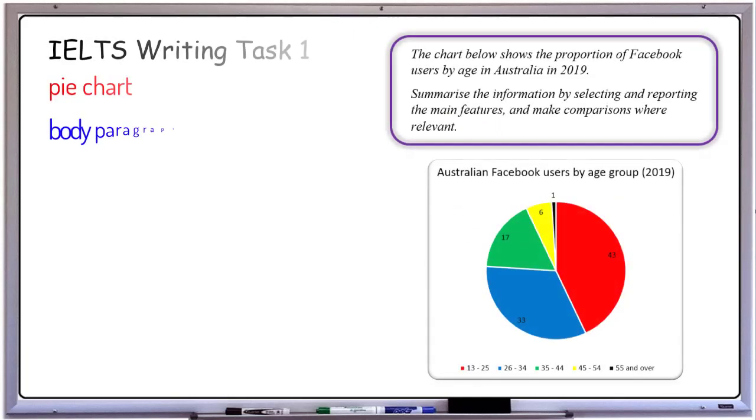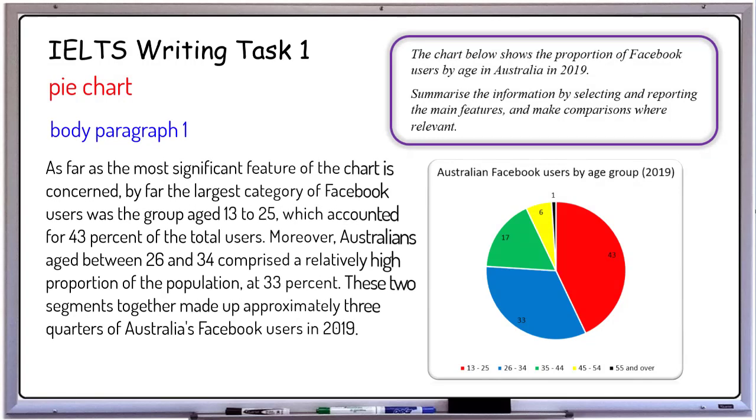So here's my first body paragraph with its specific information. In this paragraph, I wanted to note that the youngest age groups contributed the most, and as such, they could be grouped considering their similar large magnitude. So I wrote, as far as the most significant feature of the chart is concerned, by far the largest category of Facebook users was the group age 13 to 25, which accounted for 43% of the total users.